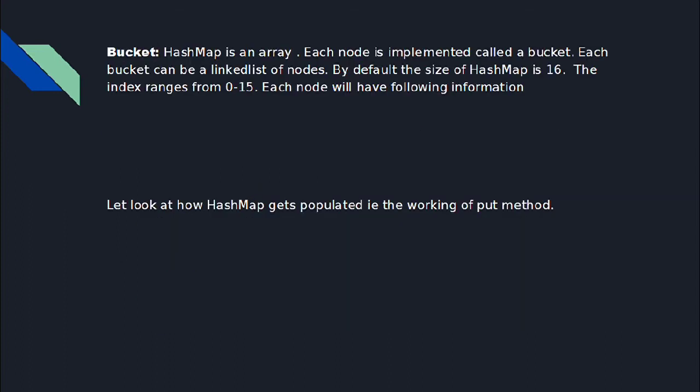Now that brings us to our next concept, which is bucket. What exactly is a bucket? Our hash map implementation is based off of associative array. We have an array, or we can call it a table as well, in which there are 0 to 15 indexes. On each index we have a bucket. A bucket can be a single node or can be a linked list. We'll get back to that in some time.